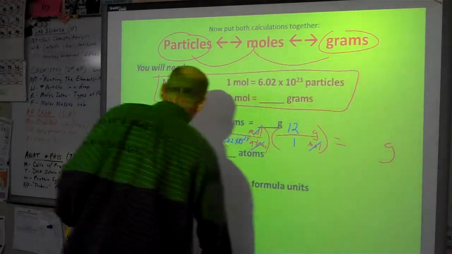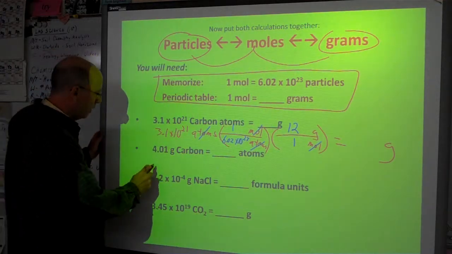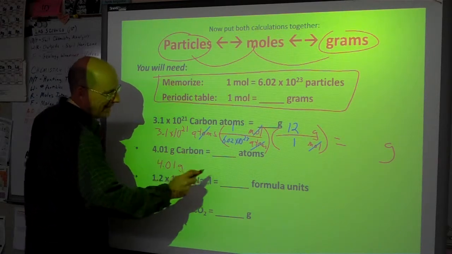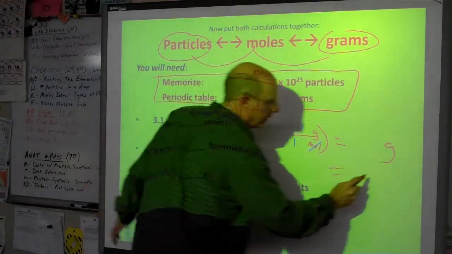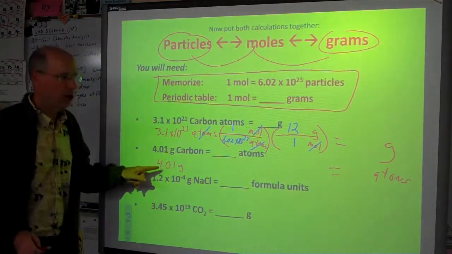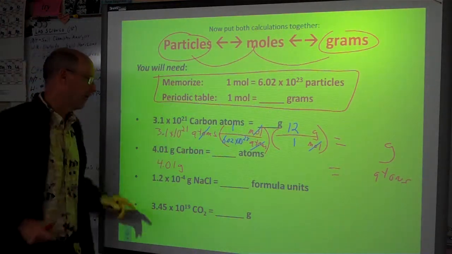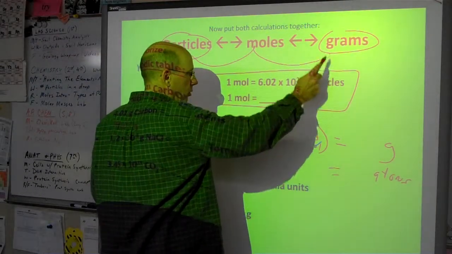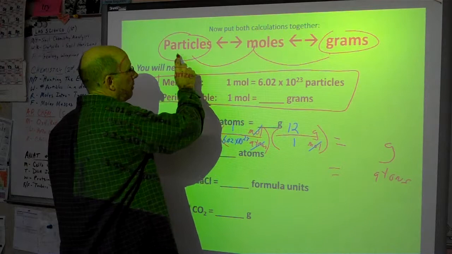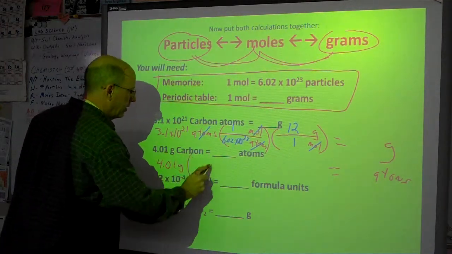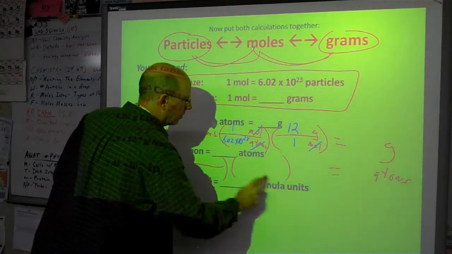Right. Okay, so 4.01 grams is what we know. 4.01 grams. I want to get atoms, so way over here, I'm going to write down atoms. Now let's pretend we didn't know that we do need 2 conversion factors. We would think to ourselves, grams to atoms, that's a type of particle, it's 2 steps. So I will indeed need 2 conversion factors.